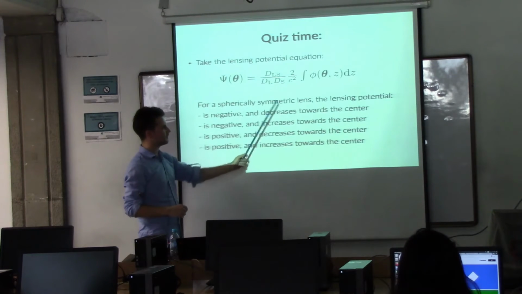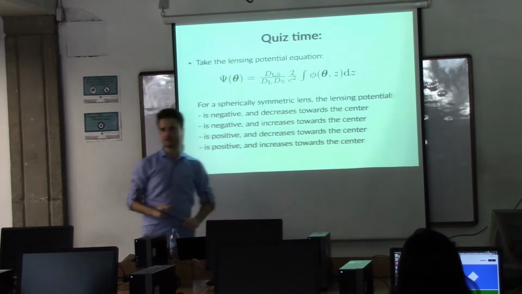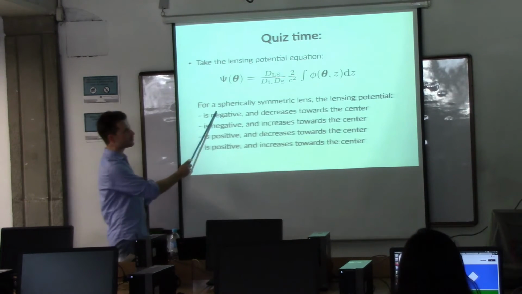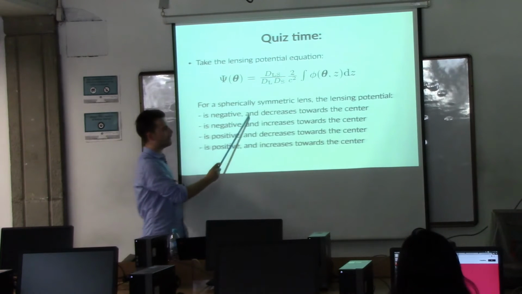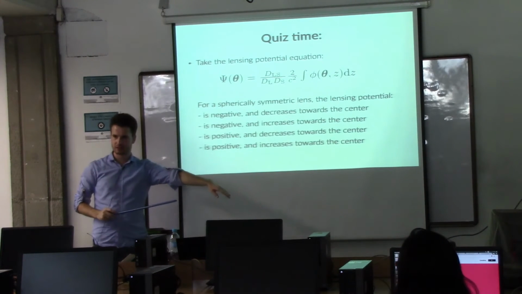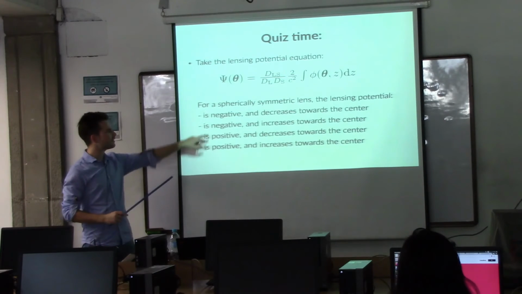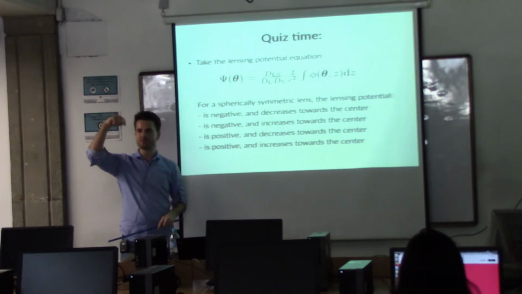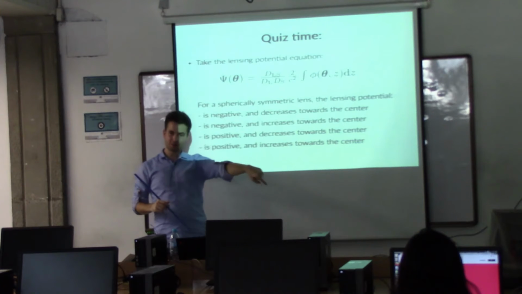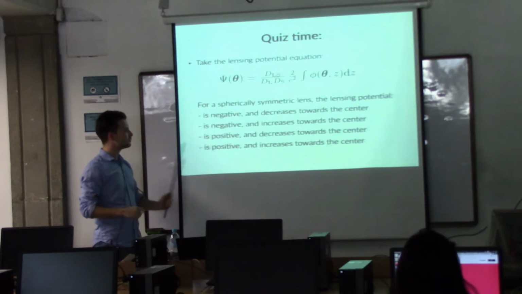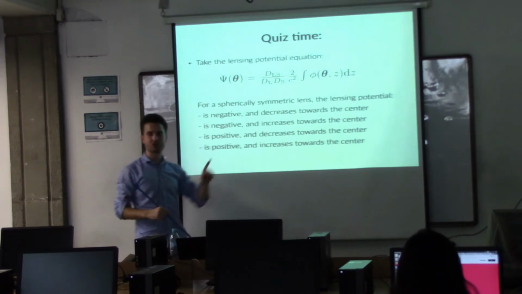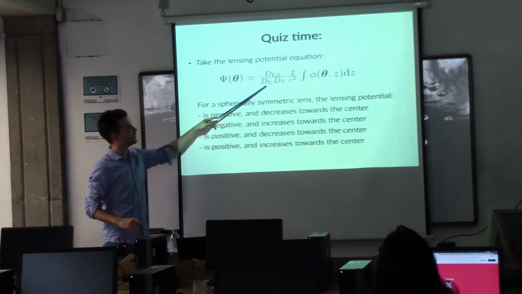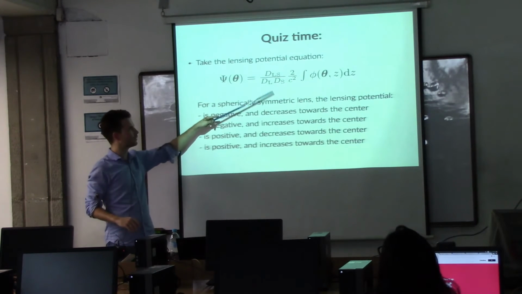So in the general case for this type of lens, how will the lensing potential behave? Is it going to be always negative? And if yes, will it decrease towards the center of the lens? Is it going to be always negative but increase towards the center of the lens? Is it going to be always positive but go down towards the center of the lens? Or is it going to be always positive and actually go up towards the center of the lens? Just to make it clear, all these prefactors are real and positive.